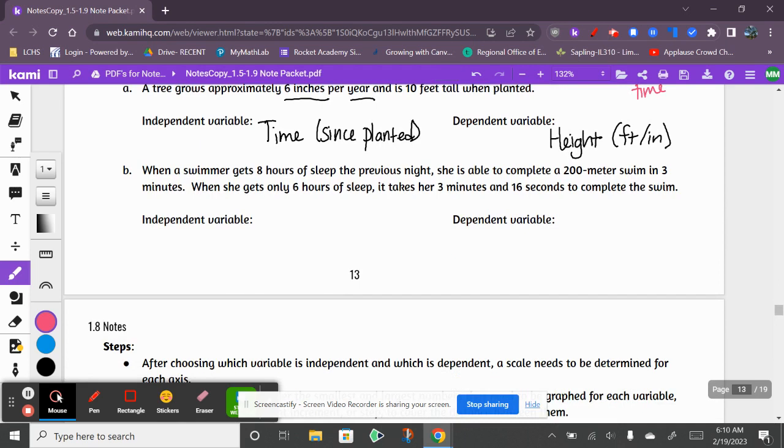Part B says, when a swimmer gets 8 hours of sleep the previous night, she is able to complete a 200-meter swim in 3 minutes. When she gets only 6 hours of sleep, it takes her 3 minutes and 16 seconds to complete the swim. So we've got her sleep affecting her swim time. So we're going to have her amount of sleep that will affect her swim time.